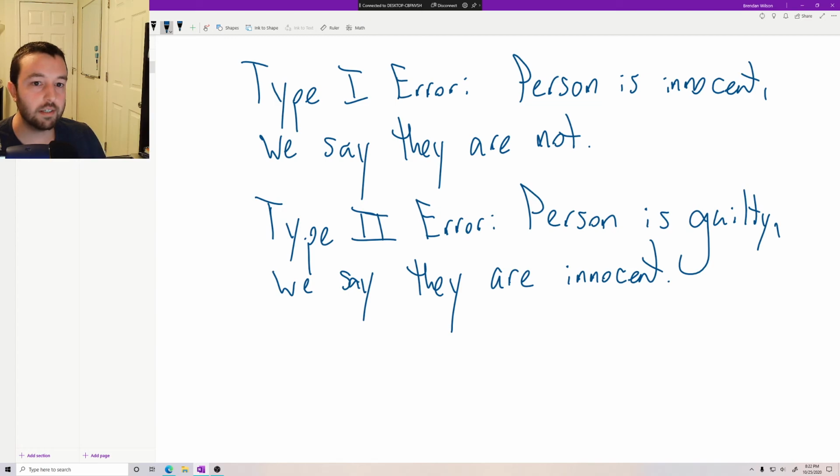Which of these are worse? Well, typically type 1 is considered worse, right? It's considered worse if the person is innocent and we say they're not innocent. We still, in general, want to try to minimize both of these errors, both of the probabilities of these errors. But type 1 is considered to be worse typically. Okay.